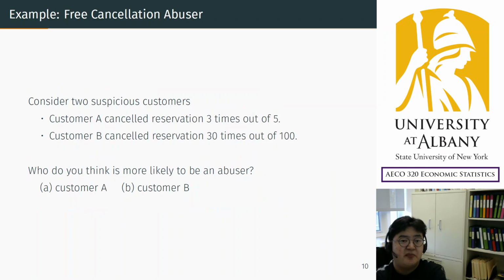To do that, let's think about another example. Suppose that there are two suspicious customers. Customer A canceled her reservation 3 times out of 5 reservations, right? But customer B made 100 reservations in the past, but canceled 30 times. Who do you think is more likely to be an abuser? If you can ban one of these two customers, who are you going to ban?